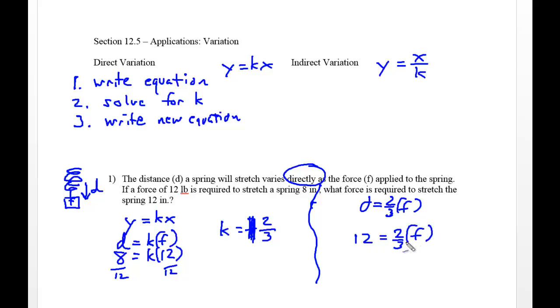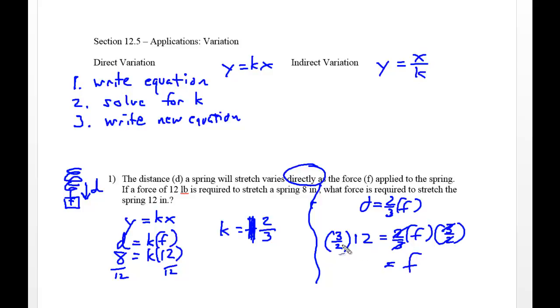There are many ways to get rid of this 2/3. Since 2/3 is being multiplied by F, you can divide both sides by 2/3. If you have the technology or a graphing calculator, you can do that. Another way to do it is to multiply by the reciprocal. But again, as long as you get the right answer, you're going to do fine. If we multiply by 3/2, we can do some cancellation there, or 6/6 makes 1.